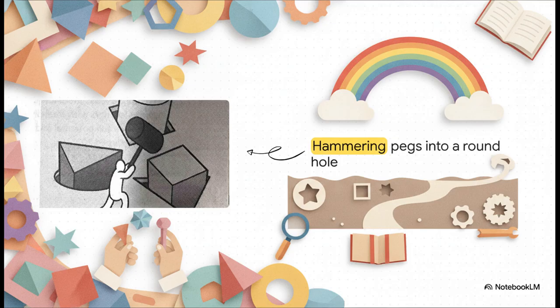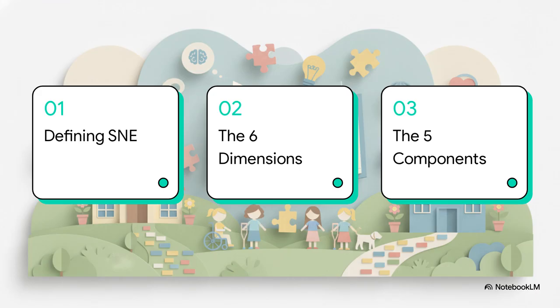Special needs education completely flips that script. It recognizes that these pegs shouldn't be shaved down or reshaped. Instead, we need to design an environment where their completely unique shapes are supported and celebrated. Okay, let's dive into this. Here is our roadmap for today's explainer, just so we all know exactly where we're headed. First, defining special needs education. Second, the 6 dimensions. And third, the 5 components.